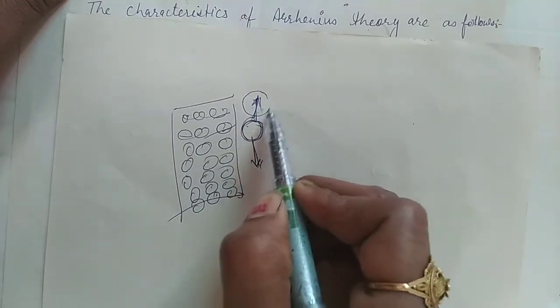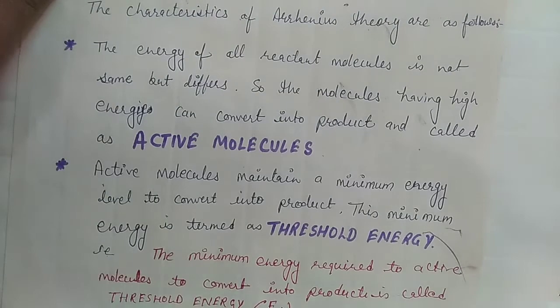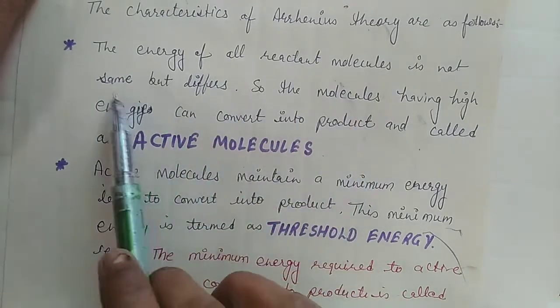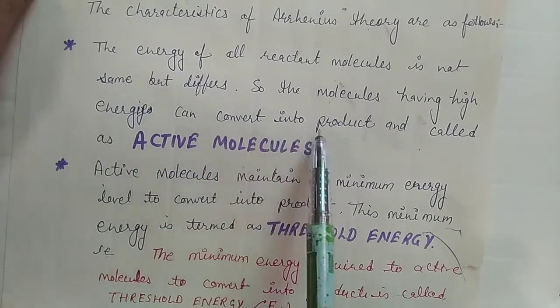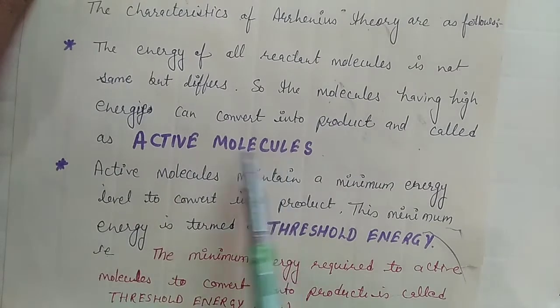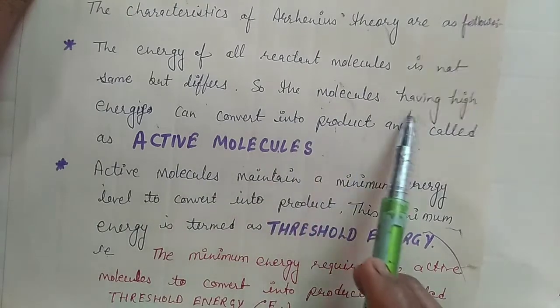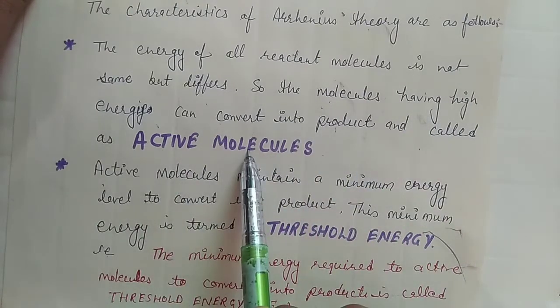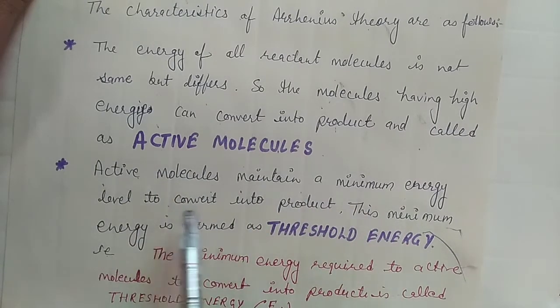Only the molecules with high energy can make the product. So the energy of all reactant molecules is not the same but differs. The molecules having high energy can convert into product, and these molecules are called active molecules. What are active molecules? The molecules which can convert into product with high energy are called active molecules. Active molecules must have a minimum energy level to convert into product. This minimum energy is termed the threshold energy.